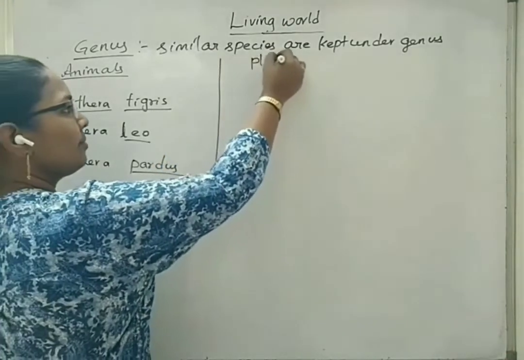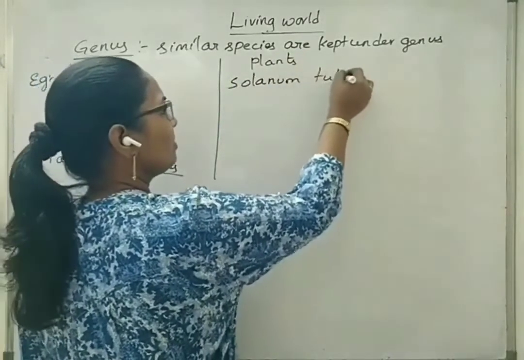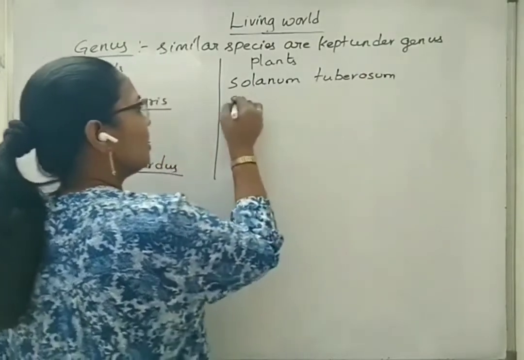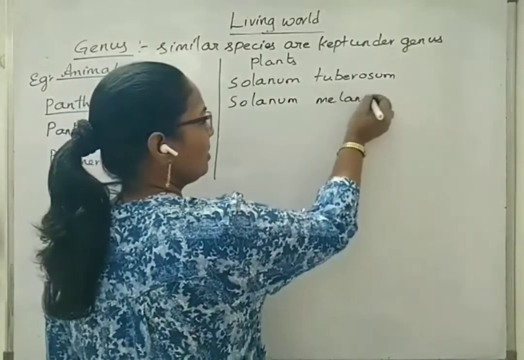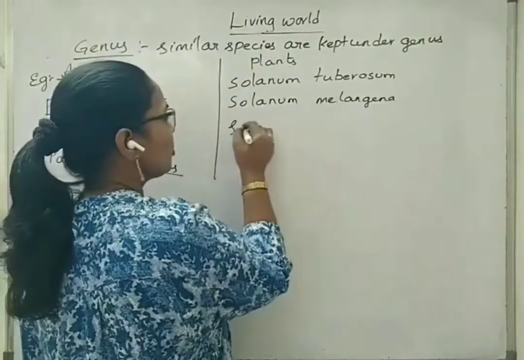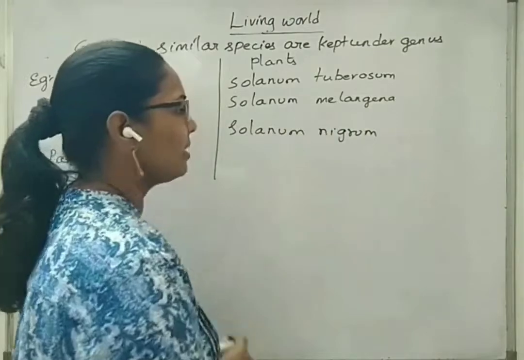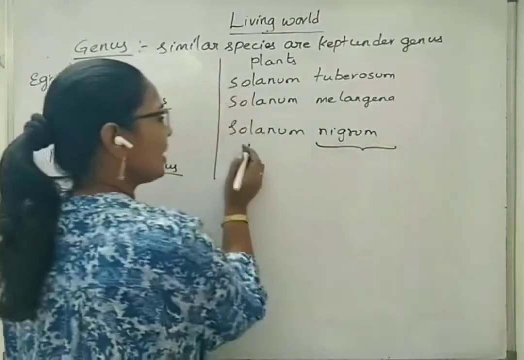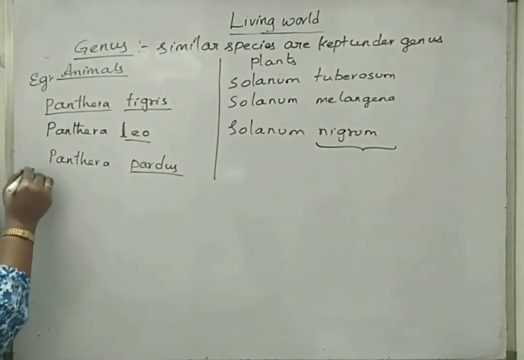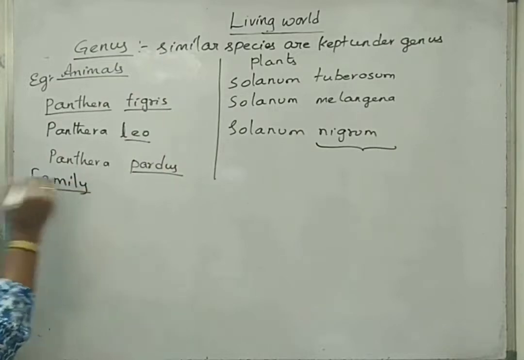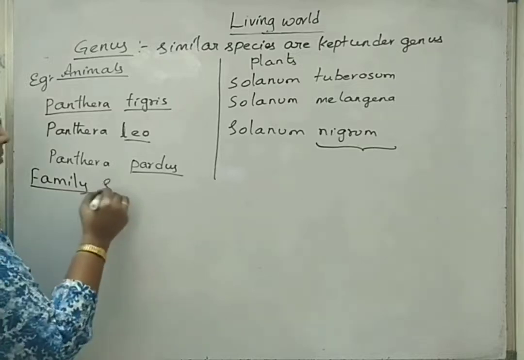Coming to plants, we have Solanum tuberosum for potato, Solanum melongena for brinjal, Solanum nigrum, which is a type of poisonous or medicinal plant. Here the species are different but kept under a similar category, that is Solanum, the genus. Next category is family. So similar genera are kept under one family.